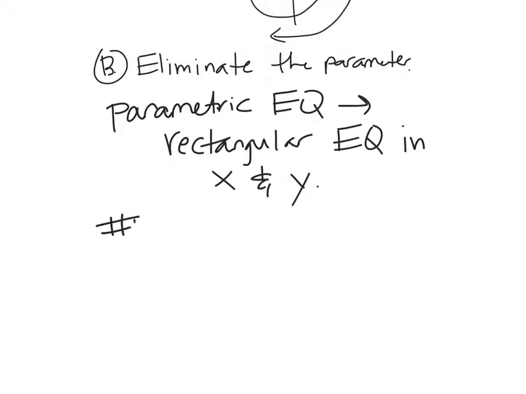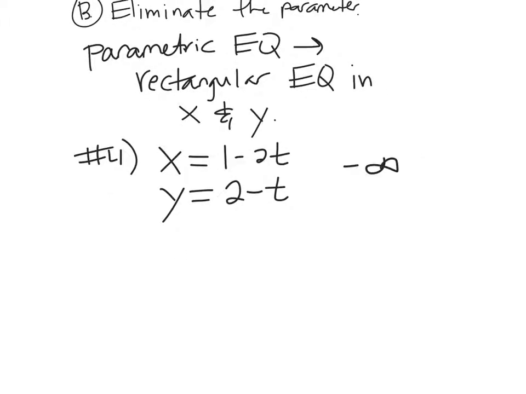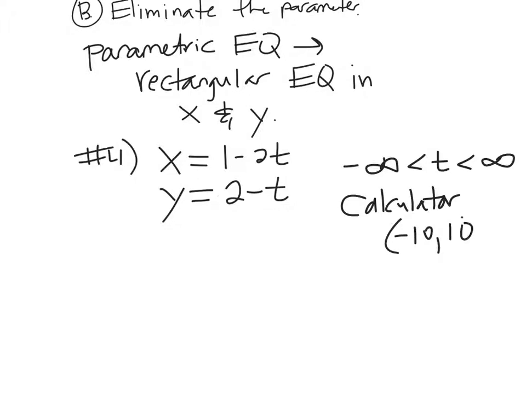Okay, so what's this, number 4? All right, suppose that we're given x equals 1 minus 2t and y equals 2 minus t, and t is from negative infinity to infinity. If you had to graph that, you can't plug in negative infinity to infinity in your calculator. You could just do negative 10 to 10. Why sometimes do you make it greater than or equal to, and sometimes just greater? Oh, it's infinity. Yep, you knew it.